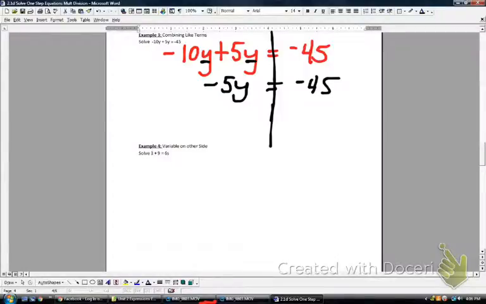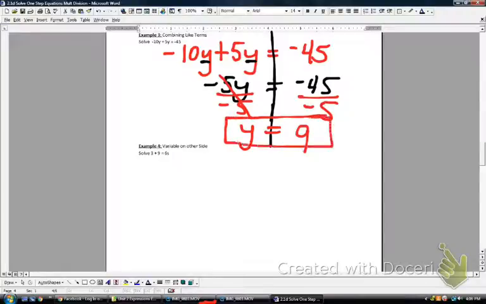So my next step is I have a variable being multiplied. So I have negative 5 times y. I undo multiplication with division. So I'm going to divide both sides by negative 5. Negative 5 is what's attached to the variable. Divide sisters by negative 5. What I do to my brothers, I have to do to my sisters. This goes to y. 45 divided by 5 is 9. Negative divided by a negative is a positive. So I have y equals 9.